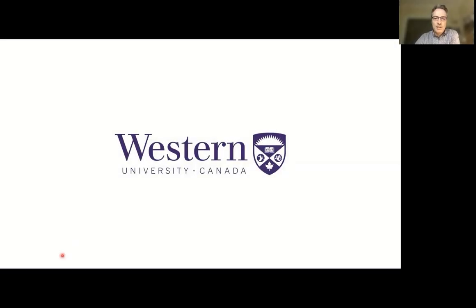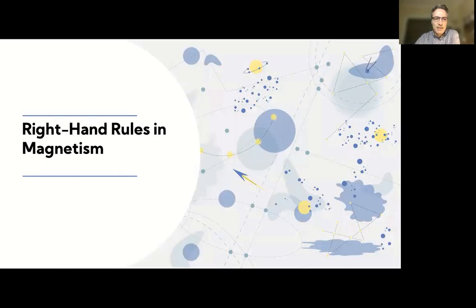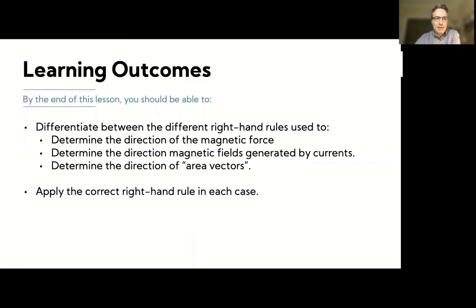Okay, so I noticed quite some confusion between all the right-hand rules used in the magnetism unit. So I thought I'd provide this video with a brief overview. And so I hope that this helps you to differentiate between the different right-hand rules.